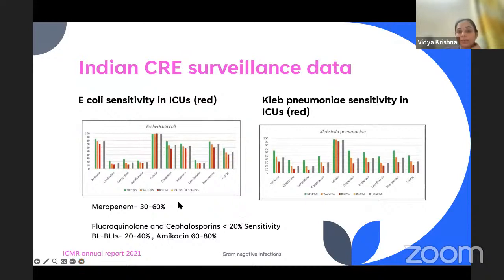So what about the CRE surveillance data in India? This is again from the ICMR report. If you look into the ICUs, the ones in red are the ICU ones. E. coli and Klebsiella, two bugs. Meropenem sensitivity is only about 30% in Klebsiella and about 60% in E. coli. So it's not 100% sensitive. Remember that your ICUs can have such a high rate of meropenem resistance. And fluoroquinolones, cephalosporins are all virtually not usable. Even colistin, if you look at it, is 100% in E. coli, but only about 90% in Klebsiella. So there is a problem of carbapenem resistance in our Indian ICUs, which we all need to be aware of.